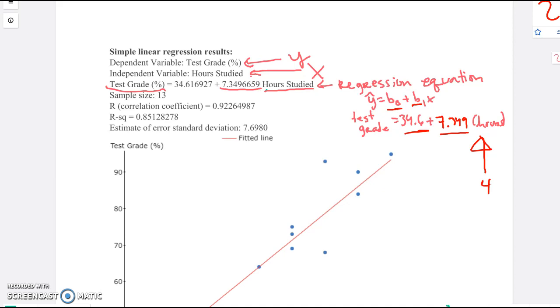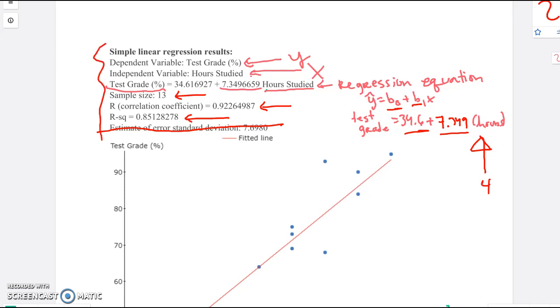Now this sample size just tells me how many samples I got. In this case, I have 13 observations. It also tells you what my correlation coefficient is. This R squared, we're going to talk about at the end. Don't worry about what this is. So this is basically the result of the simple linear regression.